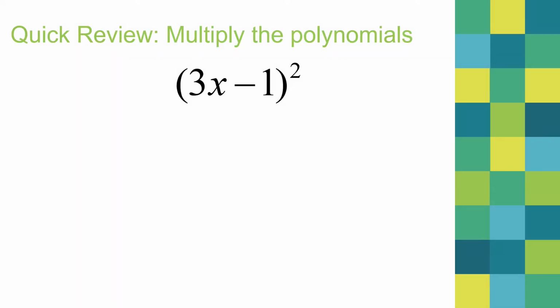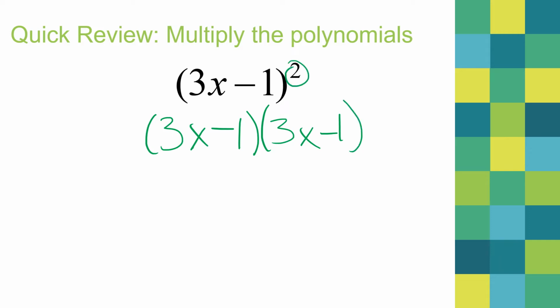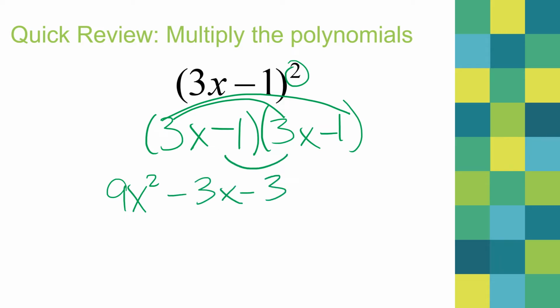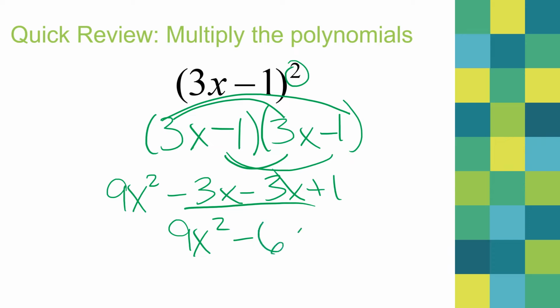Let's also review our multiplying rules. Remember that when I have a quantity squared, it means I'm multiplying that quantity by itself. We write it twice. Then I'm able to multiply. Let's say I use distribution. I would have a 9x squared minus 3x minus 3x plus 1. When I combine those like terms, I would arrive at a 9x squared minus 6x plus 1.